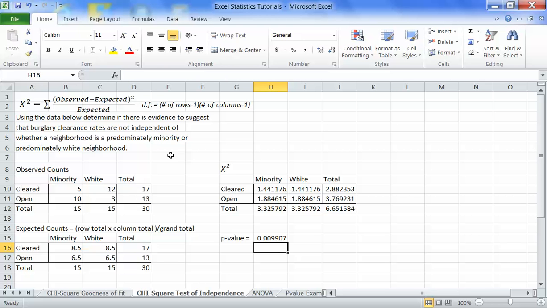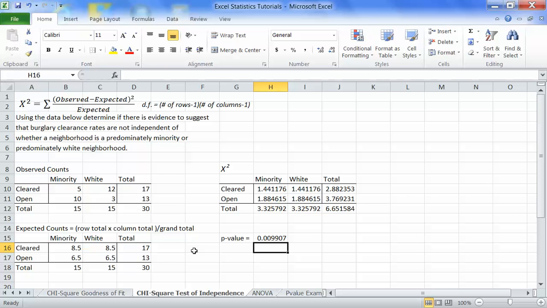Well, in this case, they didn't suggest a level of significance, so I'm just going to use the default of 5% or 0.05. My p-value of 0.009907 is less than 0.05, so I'll reject the null hypothesis. There is evidence to suggest that burglary clearance rates are not independent of whether a neighborhood is predominantly minority or predominantly white.